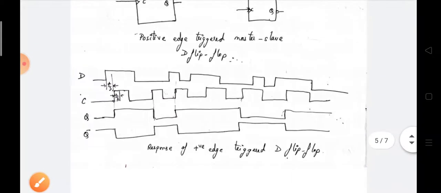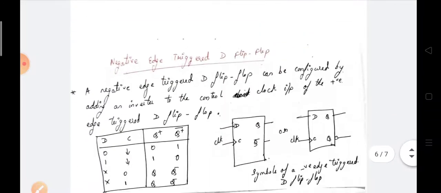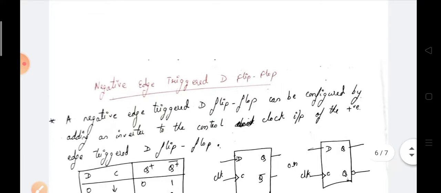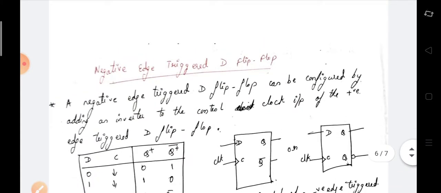So continuing, this is about the positive edge triggered flip-flop, where my input D is seen at the output during the rising or the positive edge of a clock. Similar to positive edge, we have the negative edge triggered D flip-flop. So this one is easy.